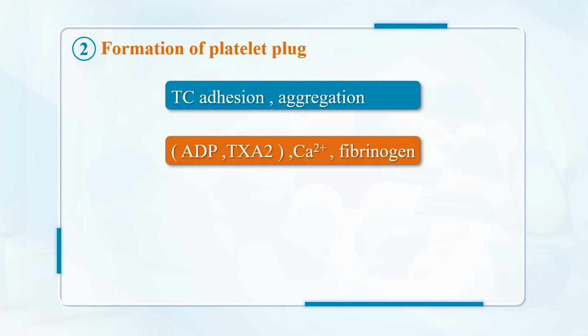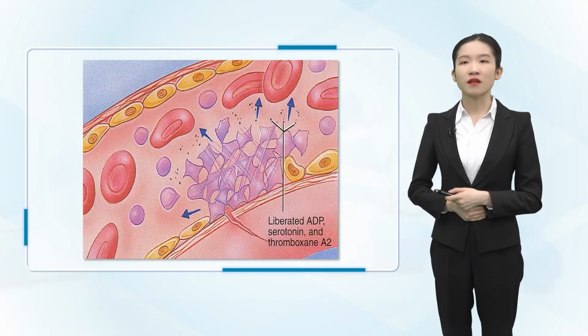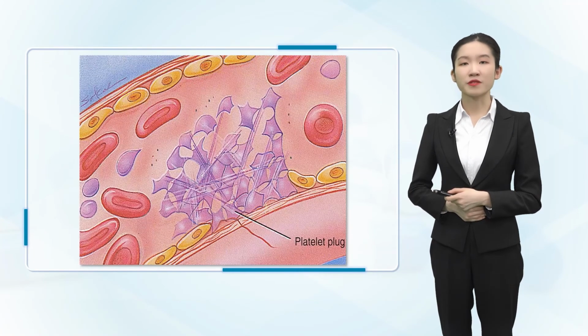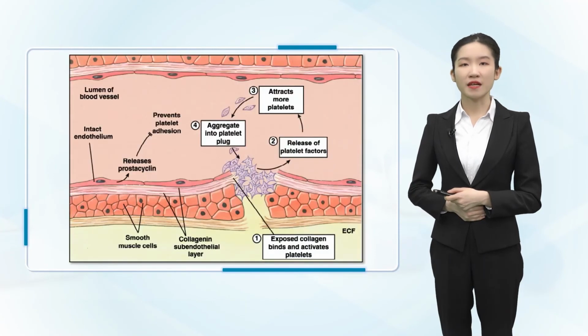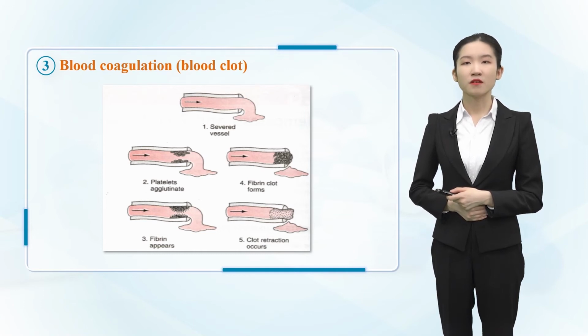Second, formation of platelet plug. Platelets adhere and aggregate with the ADP, TXA2, calcium ion, and fibrinogen to form platelet plug. In this picture, we can see the red blood cell, platelet, coagulation fibers, and damaged endothelium. Then, the liberated ADP, serotonin, TXA2. Then, the platelet plug is formed. This is a complete process diagram. Third, blood coagulation, blood clot. The process is as follows: severed vessel, platelets agglutinate. Fibrin appears, fibrin clot forms, and clot retraction occurs.